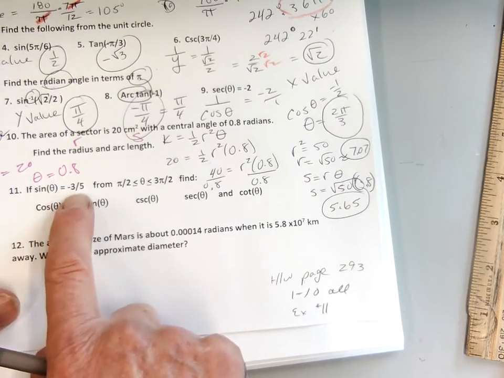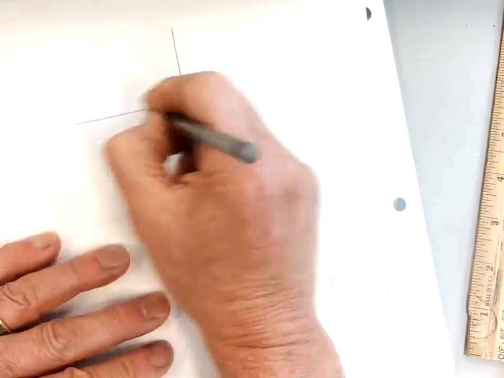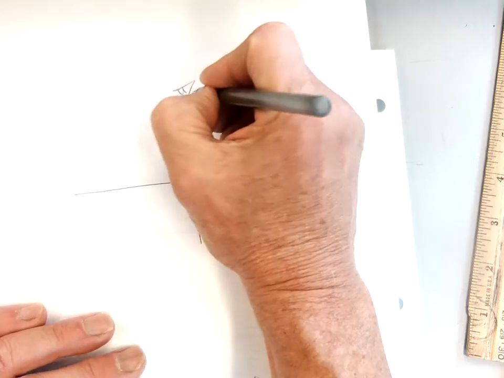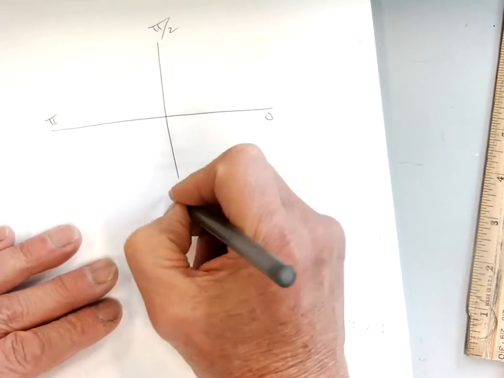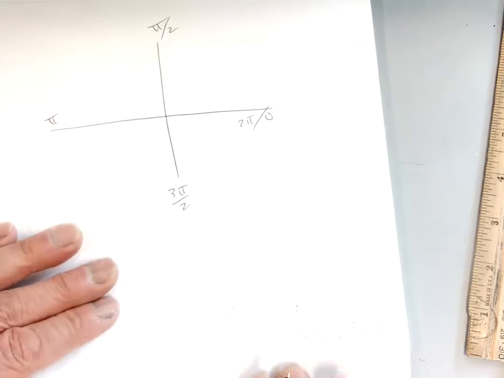Okay, so if sine is equal to negative 3/5. Okay, so between, what does this mean? Well, let's see if I can draw a picture. 0, pi halves, pi, 3 pi halves, and back to 2 pi. Okay, I'm going to draw a picture first.